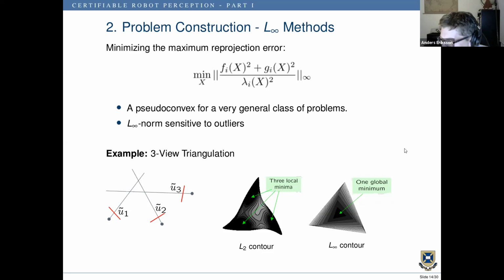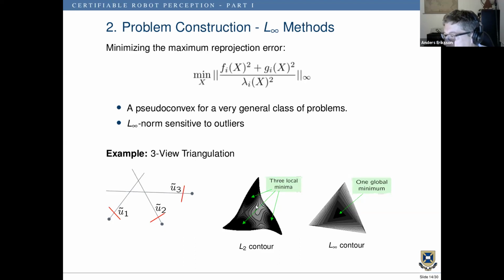So here on the bottom you can see an example of 3-view triangulation. Here we have 3 cameras, this is in 2D, U1, U2, and U3, with known positions and known image points, and you want to find what 3D point gave rise to these images. And you can then go on to show that if we measure those errors in the reprojection error using the L2 norm, the landscape, in this case a 2D landscape, looks something like this. We have 3 local minimas.